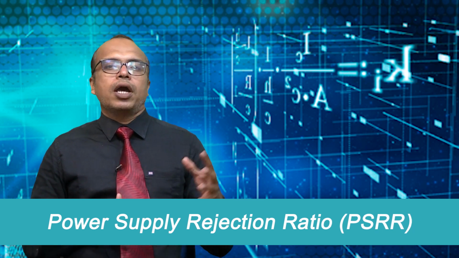Operational amplifiers are susceptible to variation in the power supply voltage. Any noise or fluctuation in power supply can directly affect the output of the multiplier circuit. Operational amplifiers with high power supply rejection ratio are preferred in applications where a stable power supply is challenging.